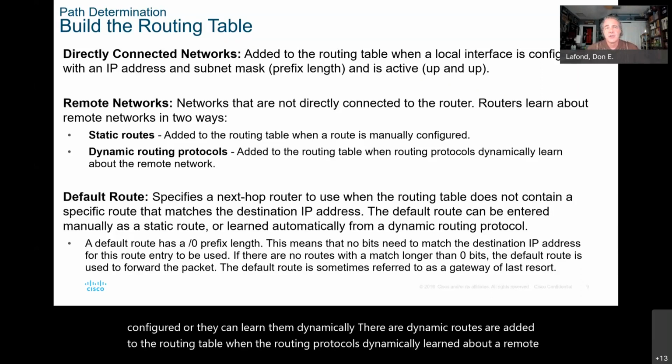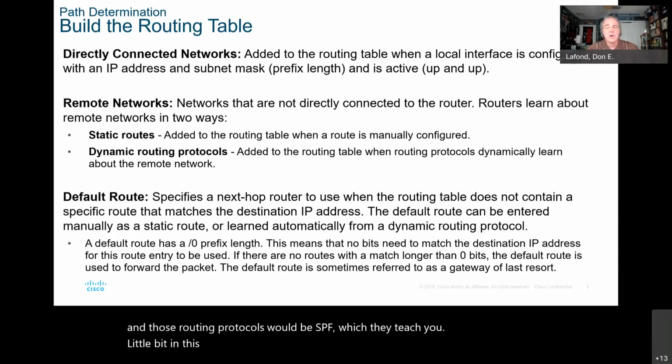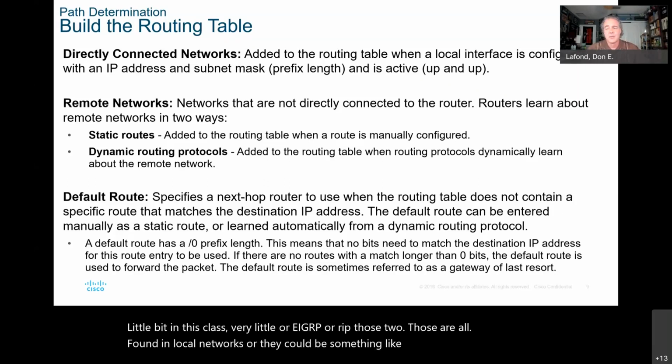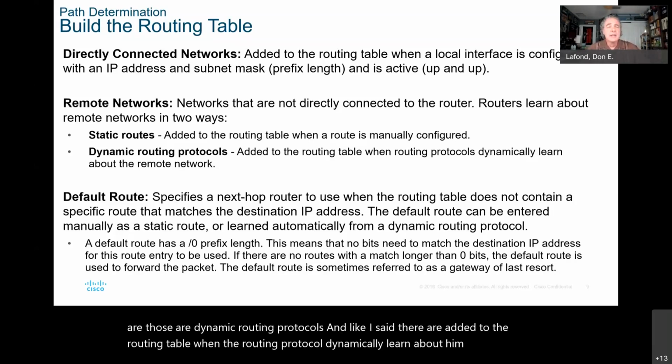Those routing protocols would be OSPF, which they teach you a little bit in this class, very little, or EIGRP or RIP. Those are all found in local networks. Or they could be something like IS-IS or one of the protocols used by ISPs, but we're not going to talk about those in this class. Those are dynamic routing protocols, and like I said, they're added to the routing table when the routing protocol dynamically learns about them.